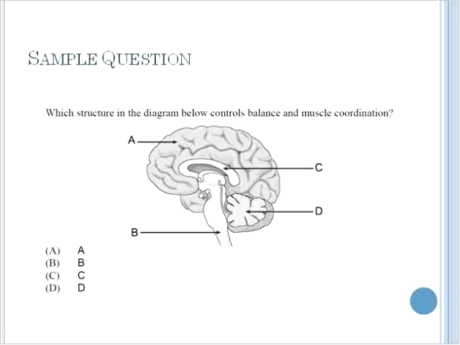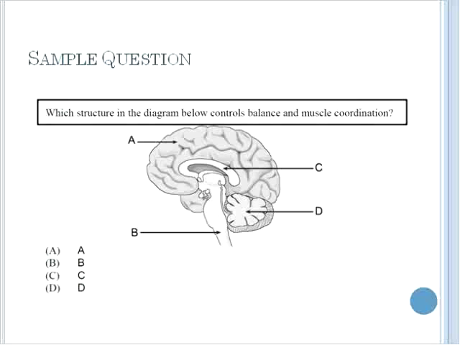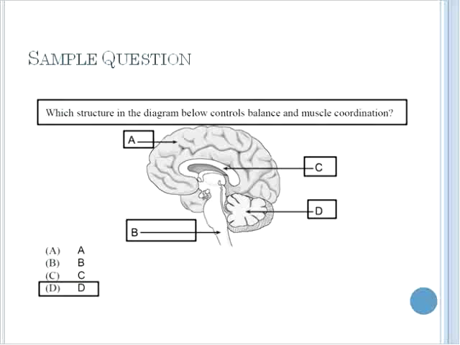This second question, again, taken from an old public exam. Which structure in the diagram below controls balance and muscle coordination? A, the cerebrum. C, the corpus callosum. B, the pons. And D, the cerebellum. The correct answer would be D, the cerebellum. It is the cerebellum which controls involuntary balance. It controls muscle coordination.